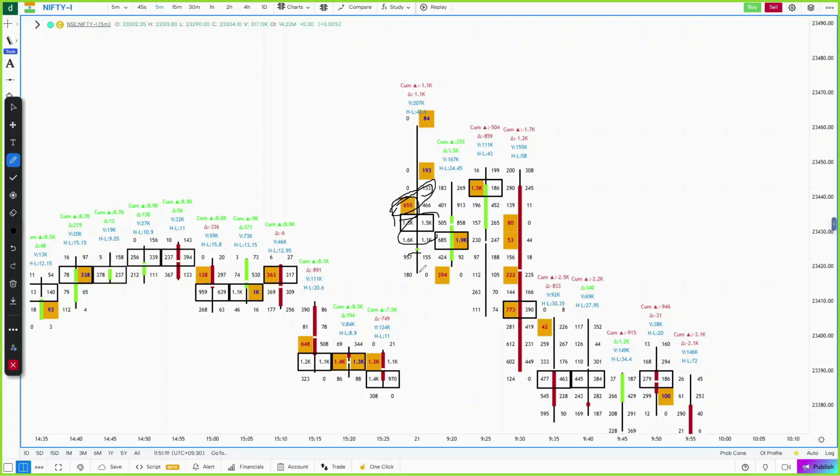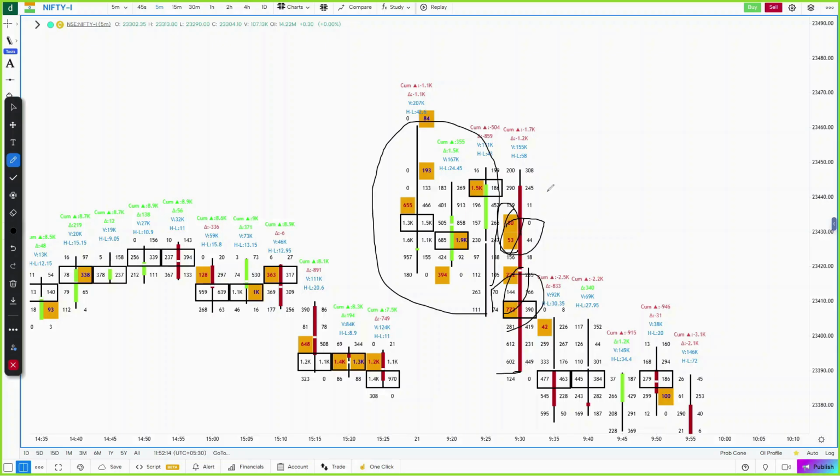Let's see what happens next. So next, the buyers try to take control. There was a positive delta, and then later again, despite a green candle, there is a negative delta, indicating a bearish divergence. What happened next is the price is breaking below the first 15 minutes, and the price has closed below that. If you look at the breakdown candle of the first 15 minutes, there are strong imbalances on the left side and price is closing below that.